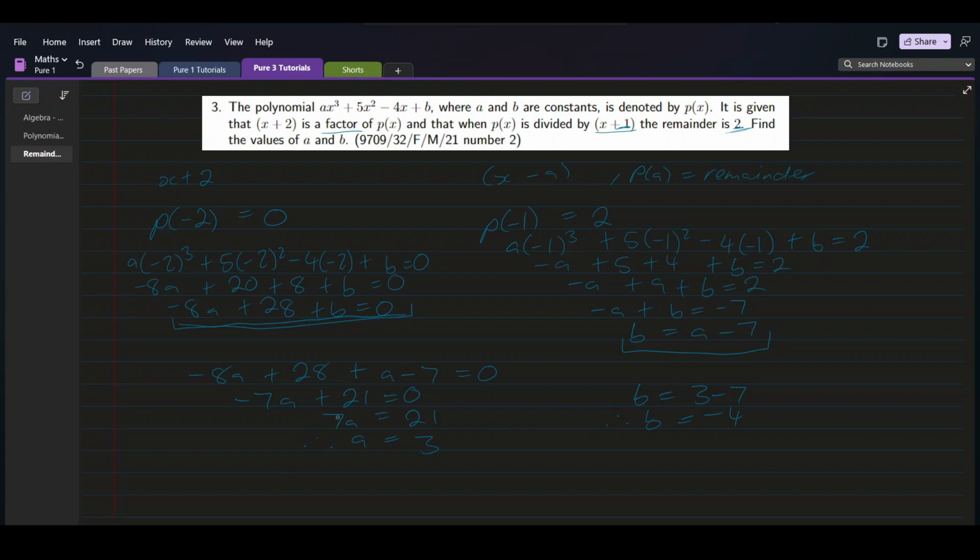So just to recap, the factor theorem states that if a polynomial f of x is divided by x minus a, then f of a is equal to 0. Then the remainder theorem states that if a polynomial is divided by x minus a, then the remainder is f of a. So that's all for today's video.